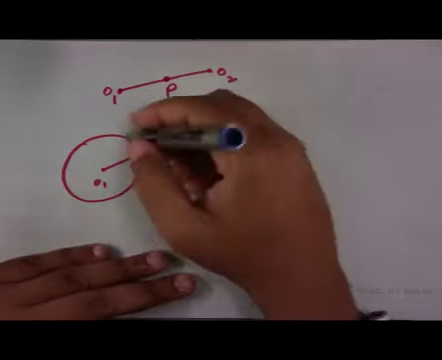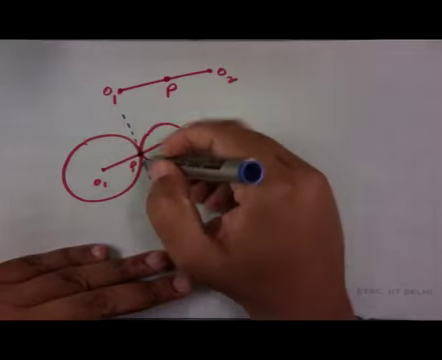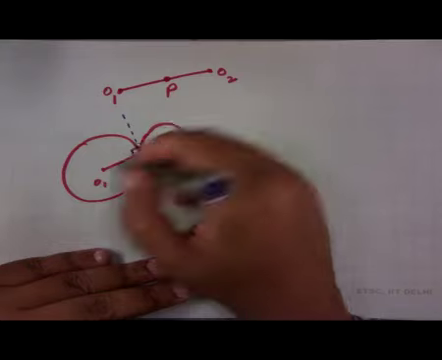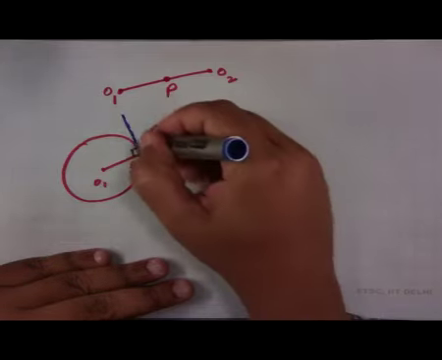and further, let us say at P, if we draw a perpendicular to this straight line O1 O2. So, this perpendicular is this blue line.